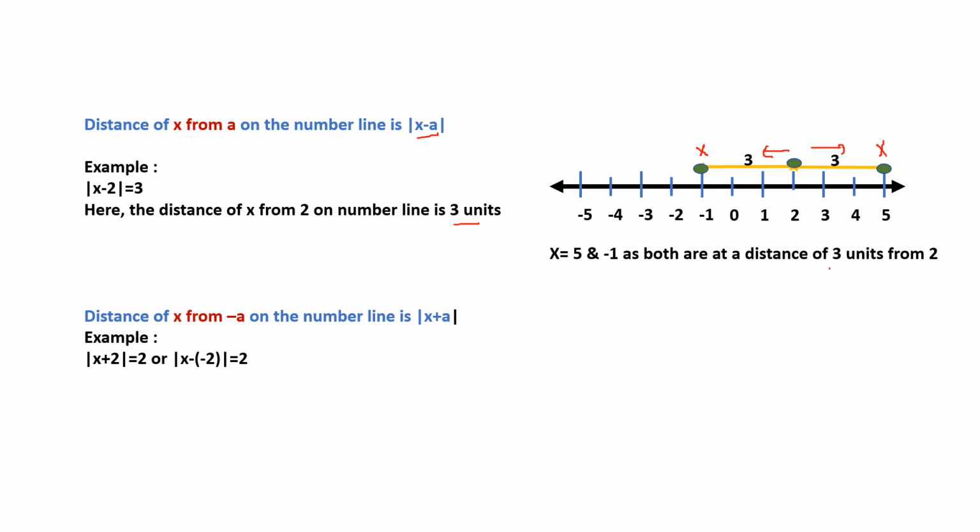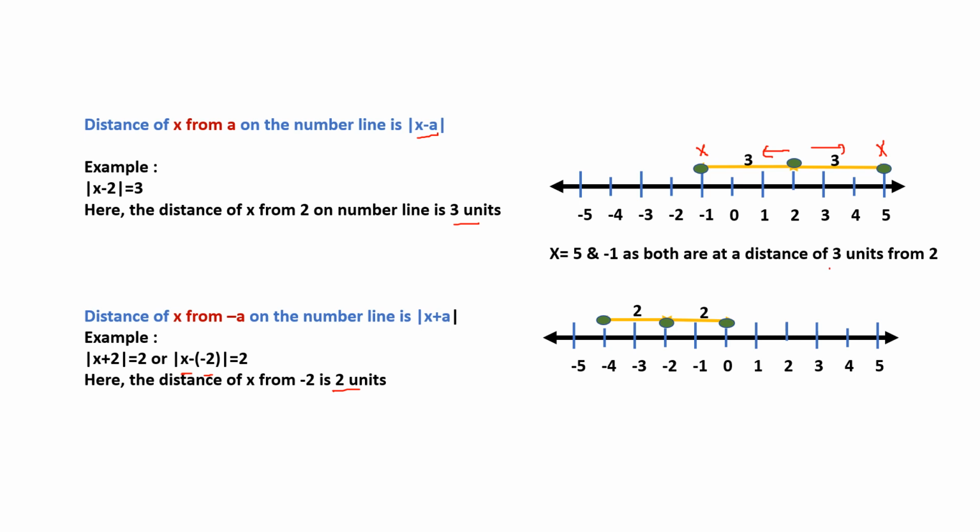So again, what does that mean? The distance of x from the number minus 2 is equal to 2 units. Now again, as we are talking with respect to the distance, this distance of x from minus 2 here is 2 units.